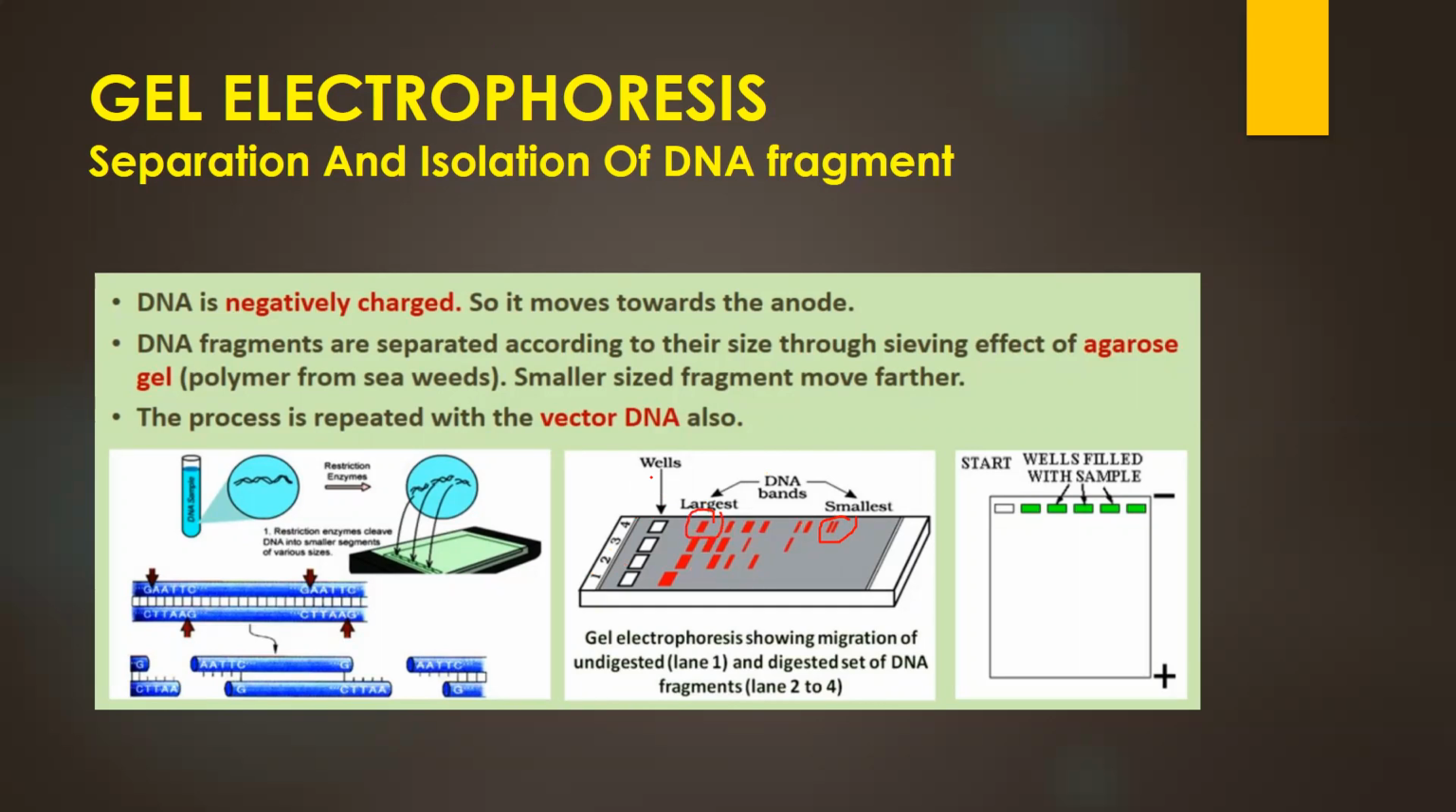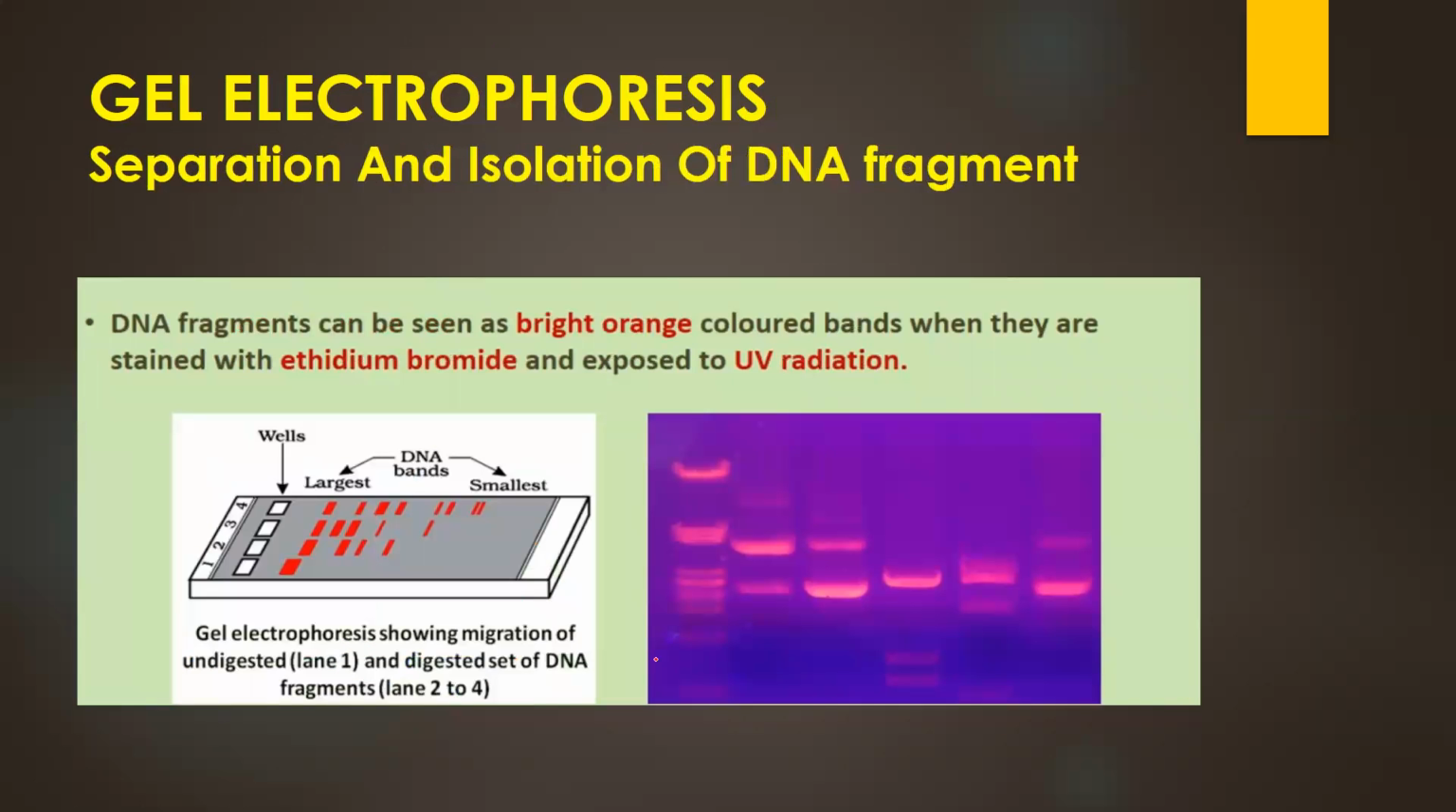So you can see the wells over here. The sample is put into these wells, and then it is connected to an electric field where the smallest fragment moves farthest. Now, the separated DNA fragments, how do we see them? They are visualized after staining the DNA with ethidium bromide, followed by UV radiation, because you cannot see the DNA otherwise.